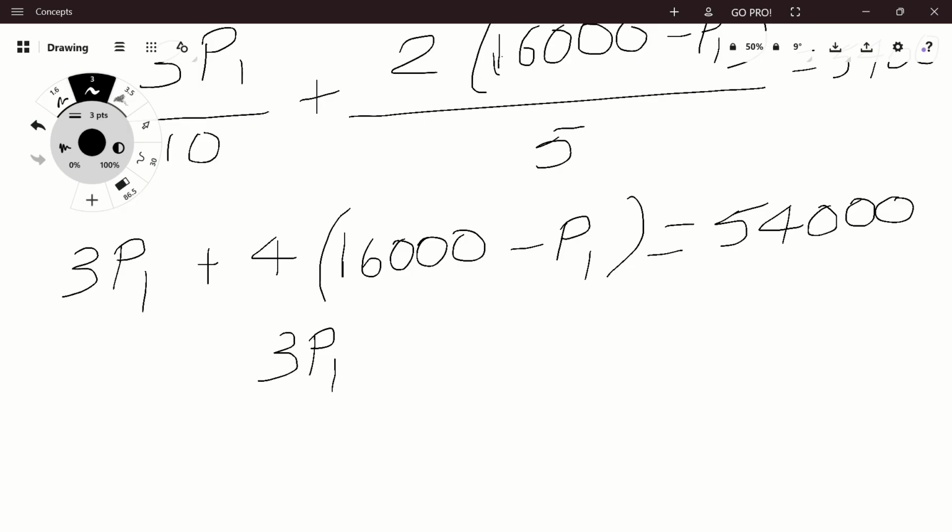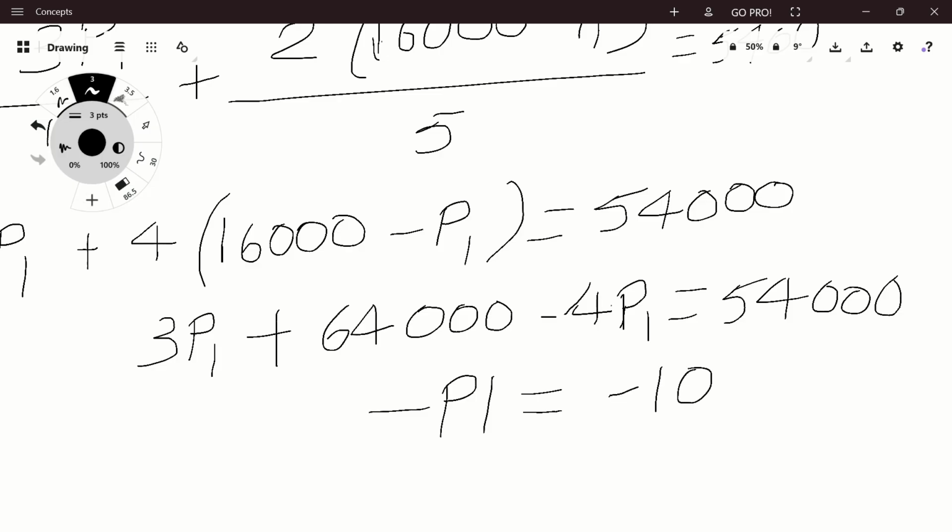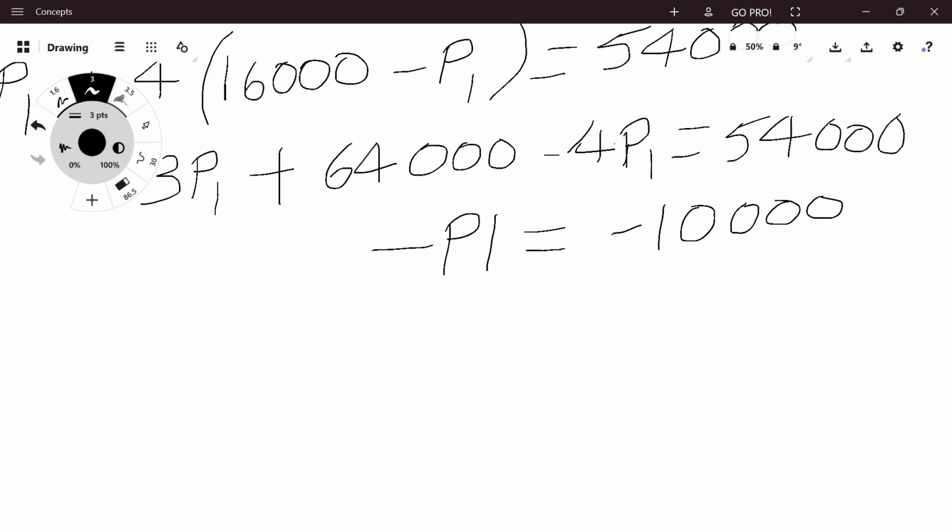Further, P1 plus 64,000 minus 4, P1 is equal to 54,000. Now for P1 minus P1 is equal to minus 10,000. So the value of P1 is equal to 10,000.